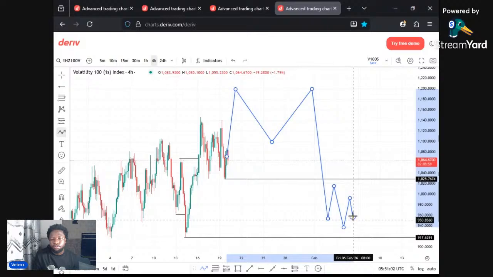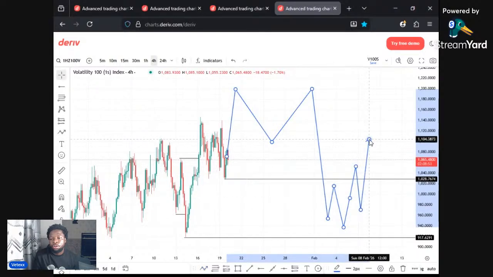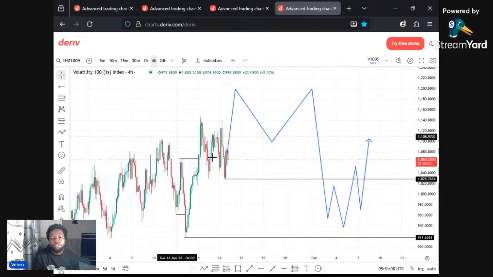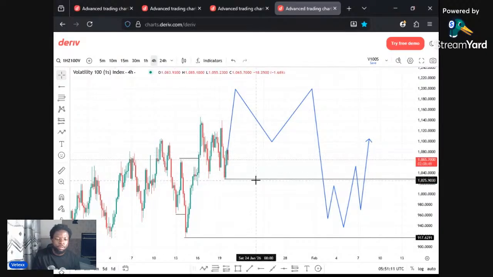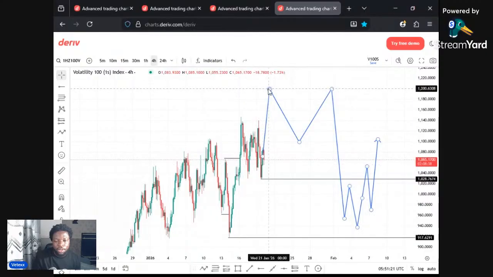Then we can start taking more continuation. But this is going to take some days, but we have to be patient and wait. If it does that, fine. If it doesn't, we'll still anticipate more move on V100 index before it smashes overall target on the weekly time frame.